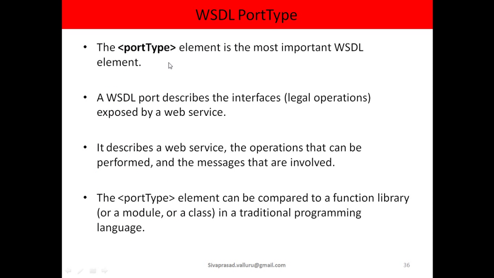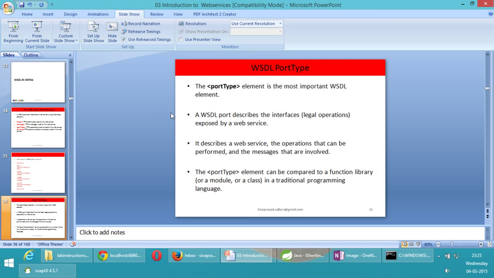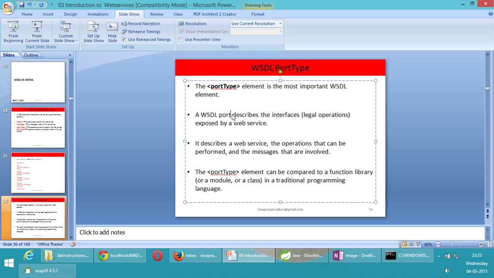So the port type element describes the interfaces. Port type in WSDL is equivalent to interface in Java, right? So WSDL port type describes the interfaces. WSDL port type, sorry, it is a spelling mistake here. Port type describes the interfaces. Port type is equivalent to interface.